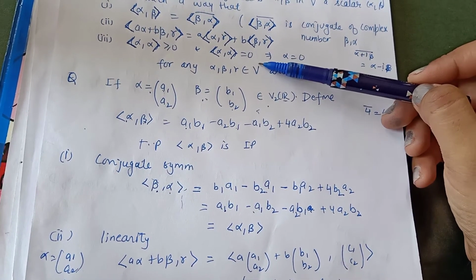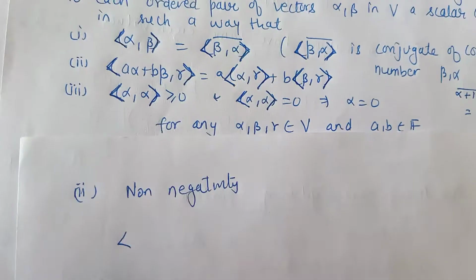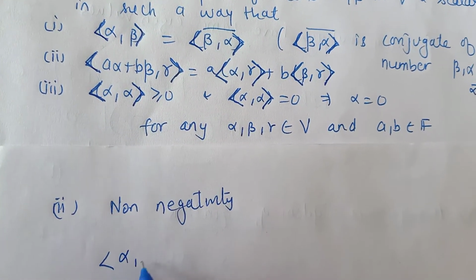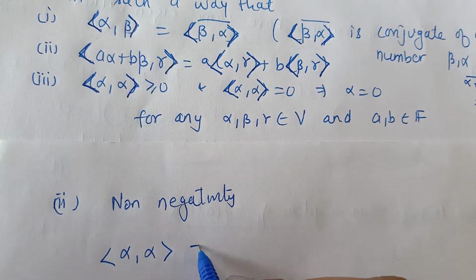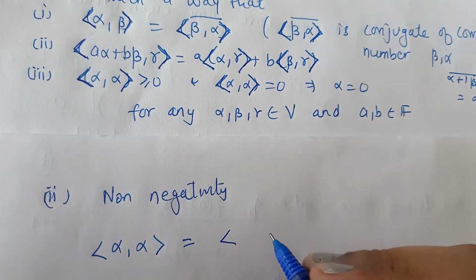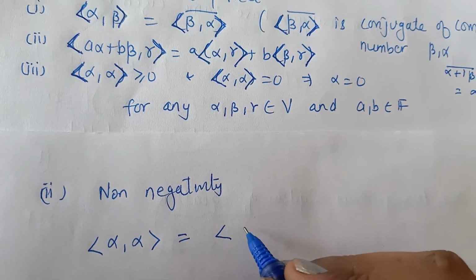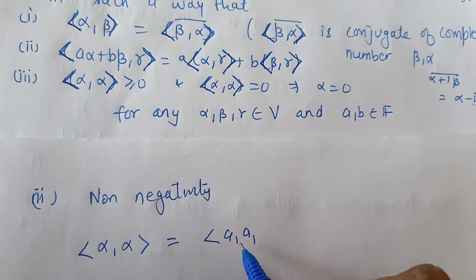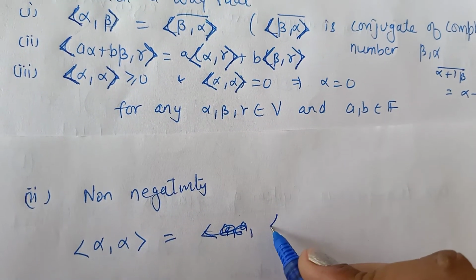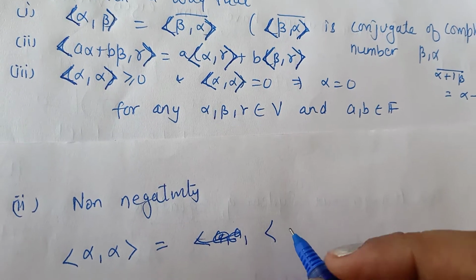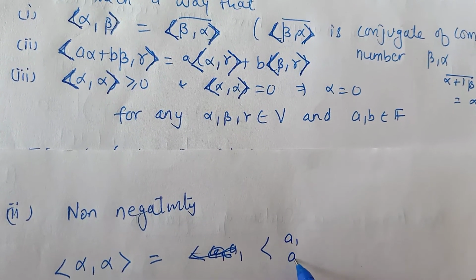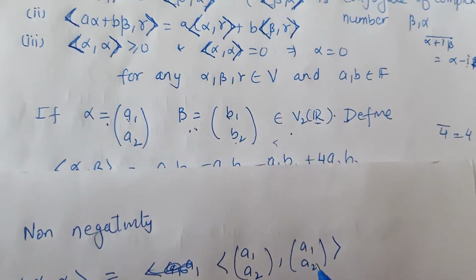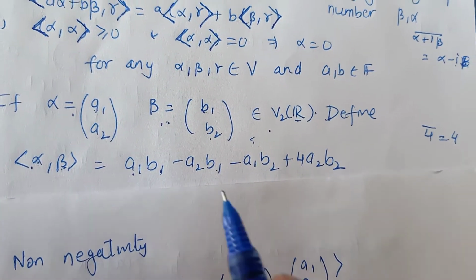Now we will prove the third property. We have to check this non-negativity, the third property. So we have to check the inner product of the vector with itself, whether it comes out to be positive or 0 or negative. So we have to check the inner product of alpha with alpha. Alpha is a1 a2 and alpha is a1 a2. So this was our definition given in the question.